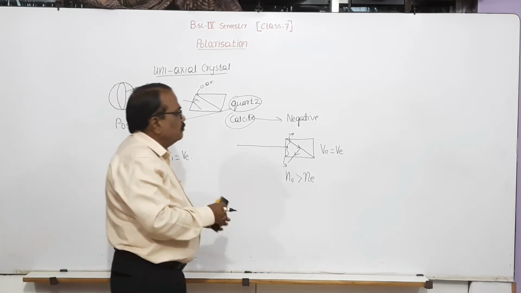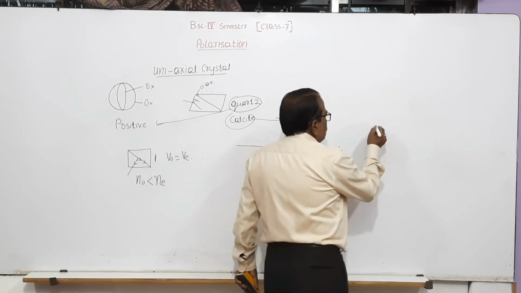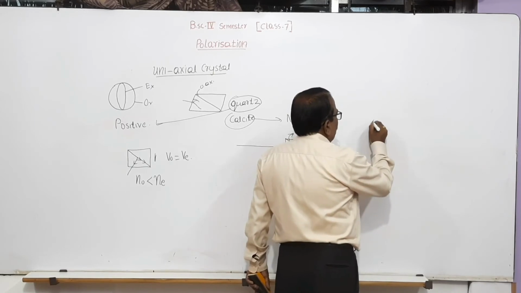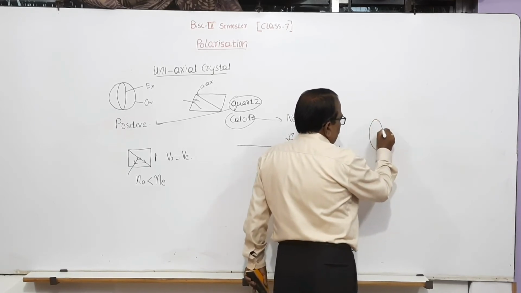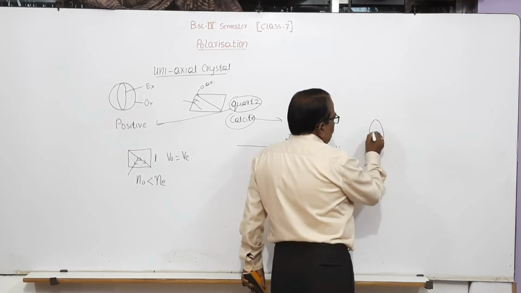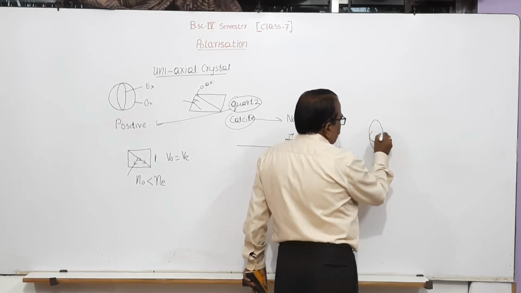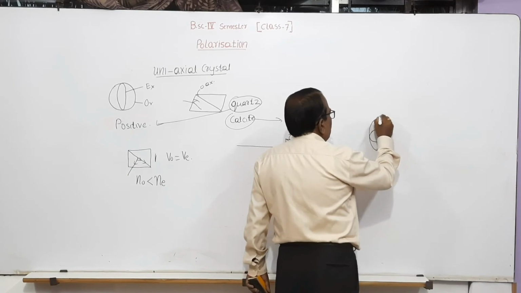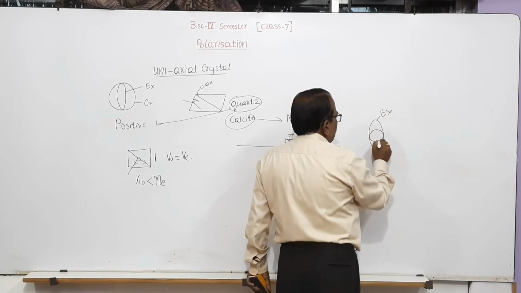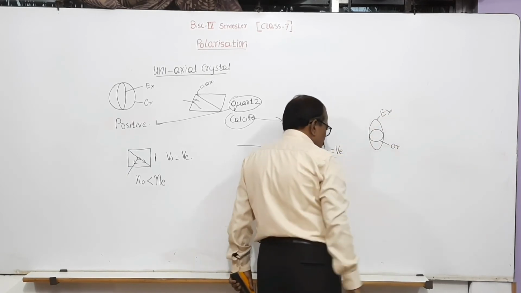Then in the case of a negative crystal, the wavefront of the extraordinary ray lies outside the wavefront of the ordinary. This is for the extraordinary ray and this is for the ordinary ray.